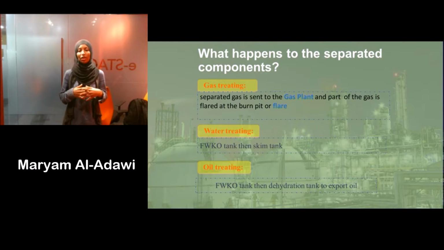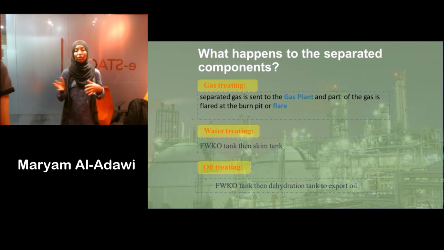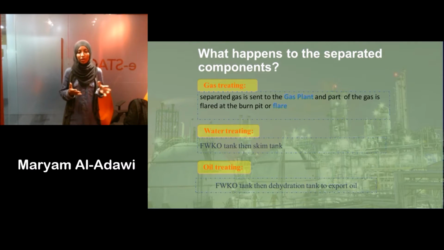For gas, it will be sent to the gas plant, and the gas that they don't want will be sent to the flare. For the water, after the free water knockout tank, it goes to the skim tank, and that water can be used for well injection. For the oil treatment, after the free water knockout tank, it goes to the hydration tank, then the oil will be exported.